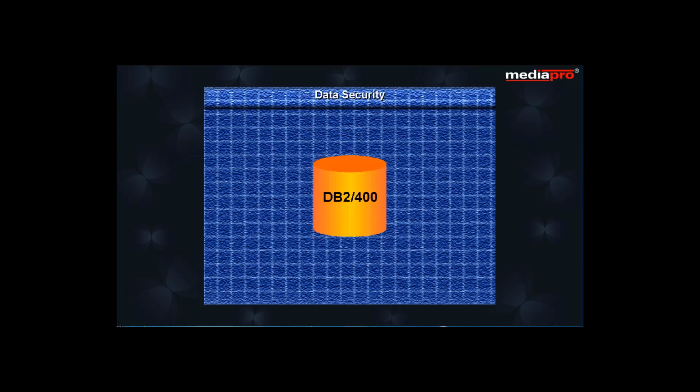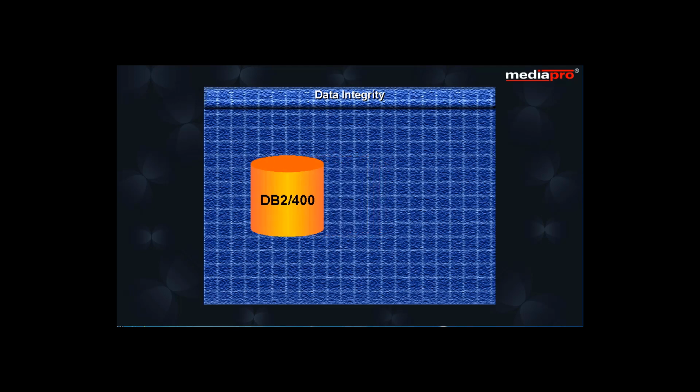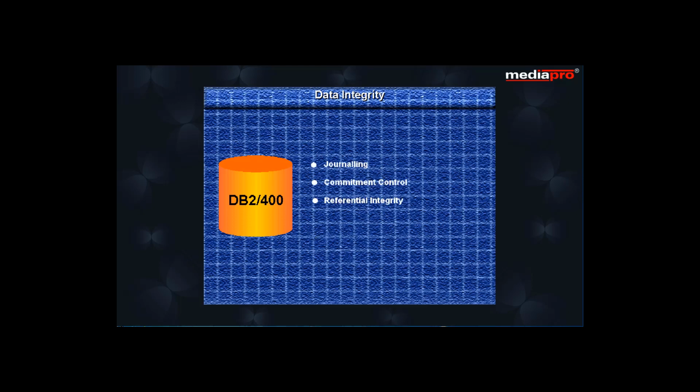Database security is yet another important feature of DB2 400. Since DB2 400 is integrated into the OS 400, the same C2 level security that exists for the AS 400 is also applicable to the database system. DB2 400 also supports a high level of data integrity. It provides numerous methods to ensure the integrity of your data, such as journaling, commitment control, referential integrity, and triggers.